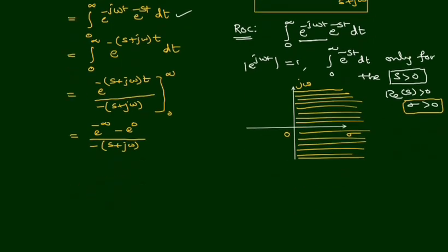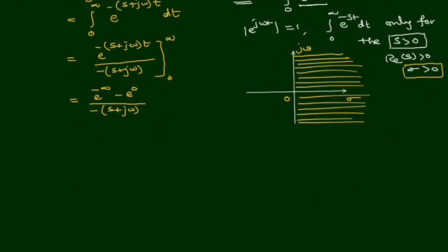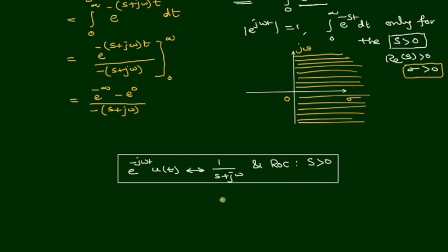So finally we can write the Laplace transform of e power minus j omega t u of t is 1 by s plus j omega, and its ROC exists for s greater than 0. So this is all about the Laplace transform of complex exponential signals e power j omega t and e power minus j omega t, and the corresponding region of convergence in the s plane.